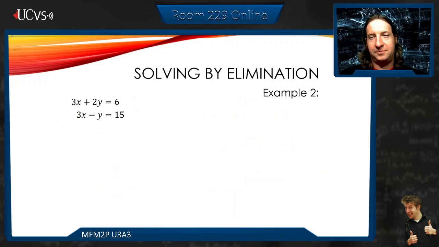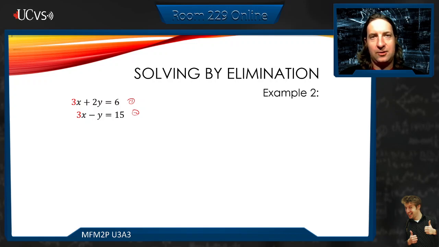Let's try another one. So let's see what we have here. We have 3x plus 2y is 6. That's our first equation. And our second equation is 3x minus y equals 15. And if you notice, we have 3x and 3x. The coefficient, the number that goes in front of the x variable, are the same. But this time, they're not opposite signs. So how can we get rid of them if they're both positive 3?